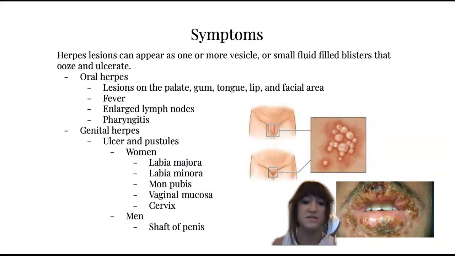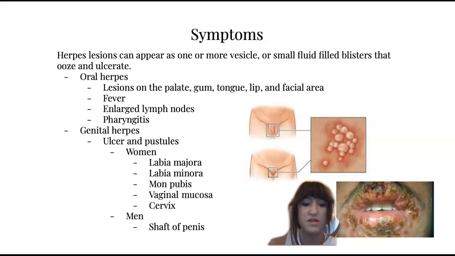So most individuals infected with HSV are asymptomatic or have very mild symptoms that can go unnoticed or be mistaken for another skin condition. When symptoms do occur, though, herpetic lesions typically appear as one or more vesicles or small blisters around the genitals, rectum, or the mouth. So these vesicles will break and leave painful ulcers that we talked about before.